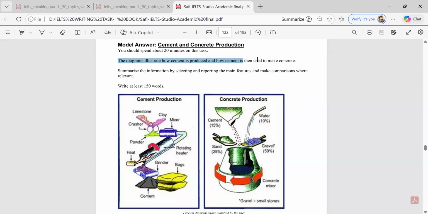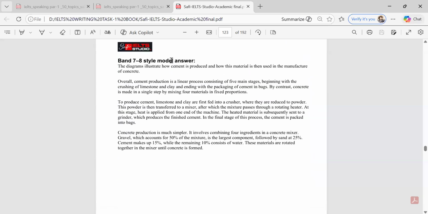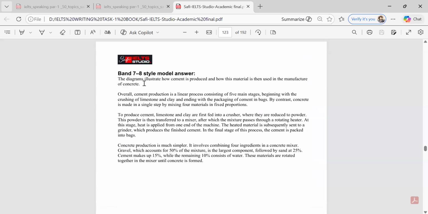First of all, we need to simply paraphrase it. Nothing else. We don't have any time. It's in present tense. So instead of "the diagrams illustrate", you can change it to: how cement is produced and how this material is then used in the manufacturing of concrete. So in the first part, we only simply paraphrased.